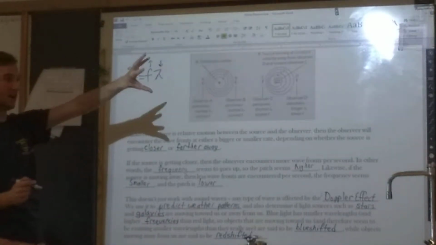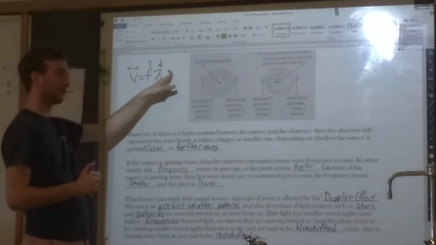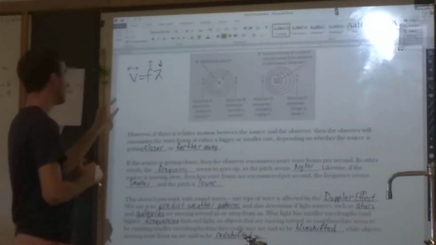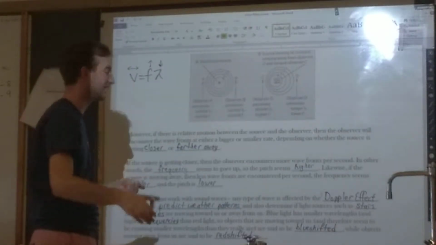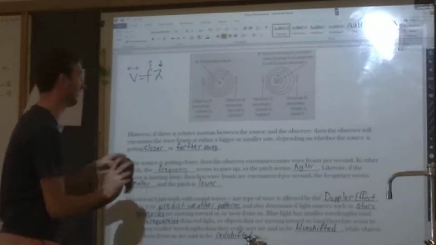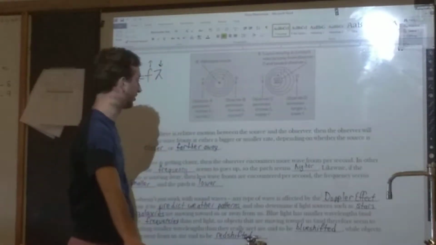When the source had moved past the spaceship, the wavelength was increased, there was more distance between the waves, the speed was the same, so the frequency must have gone down, okay? And this is exactly what you see when we talk about the Doppler effect. The same exact thing is right here in picture form, okay?